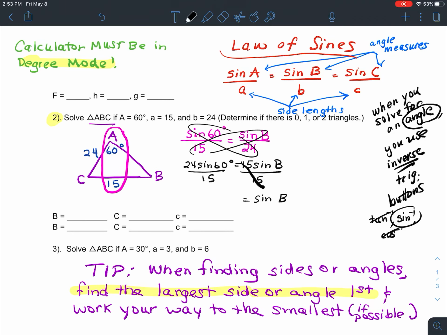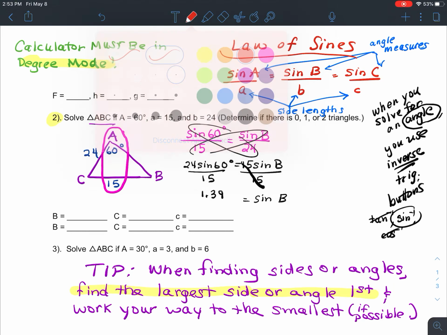I'll go ahead and type into the calculator 24 sine 60 divided by 15. But I would want to keep this whole decimal on my calculator screen. I'm just writing down on the paper for you guys that it roughly comes out to 1.39, but I'm actually seeing 1.38564 on my screen. It keeps going on and on.